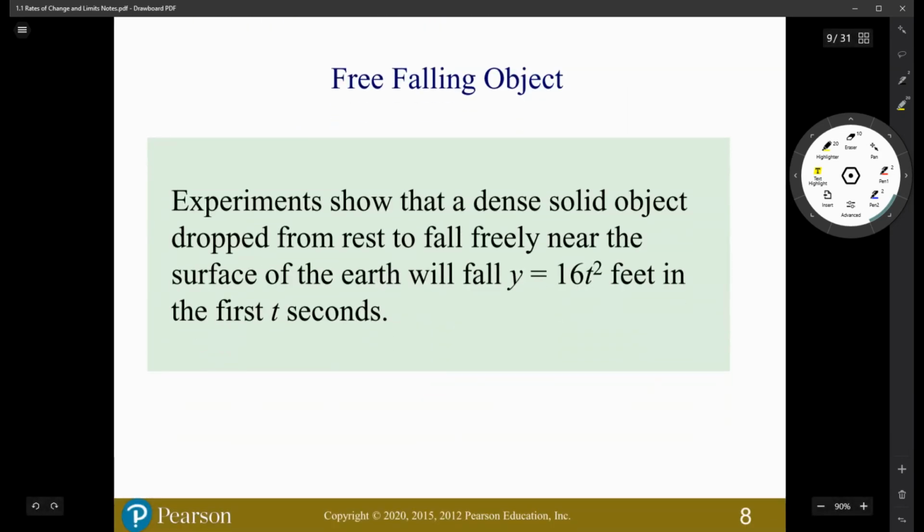Okay, so in some context, let's talk about a free-falling object. Experiments show that a dense solid object such as a ball or a brick or a book or a rock dropped from rest falls freely near the surface of the earth at y equals 16 t squared feet in the first t seconds. So how about we turn that into a question? This, by the way, is a position function.